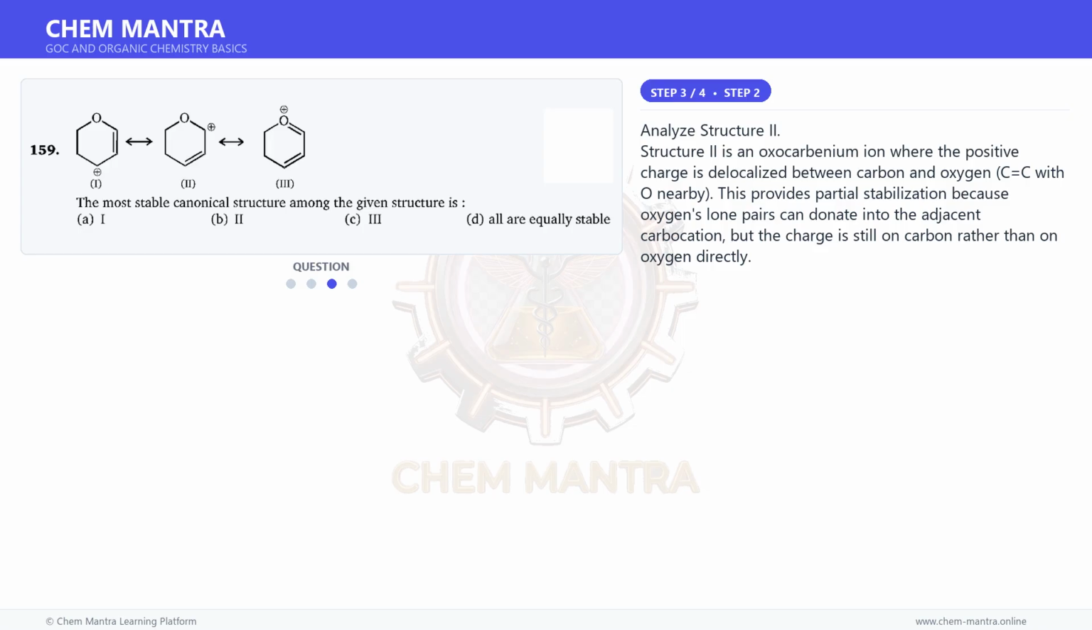Moving on to the next step. Analyze structure 2. Structure 2 is an oxocarbenium ion where the positive charge is delocalized between carbon and oxygen, C=C with O nearby. This provides partial stabilization because oxygen's lone pairs can donate into the adjacent carbocation, but the charge is still on carbon rather than on oxygen directly.